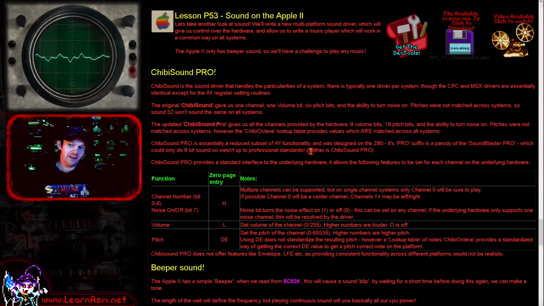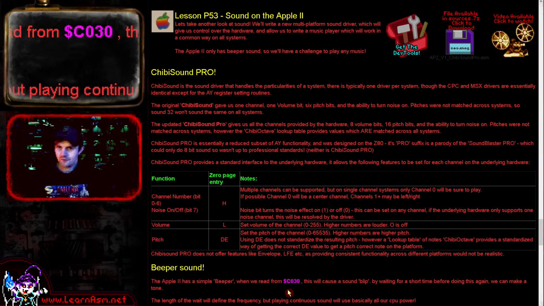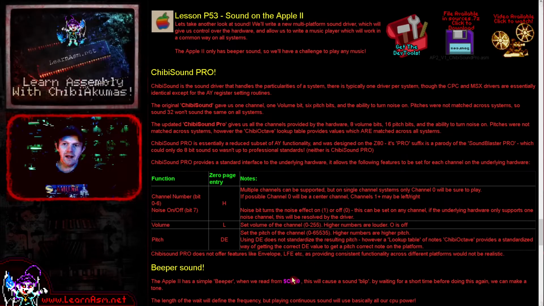Now the Apple II has super simple sound, which I will refer to as beeper sound. Basically, we only have one thing that we do. All we need to do is do a read from the port C030, and this will cause the sound wave to invert the outputted sound wave. And so by doing this repeatedly at the right times, we can create some kind of beep.